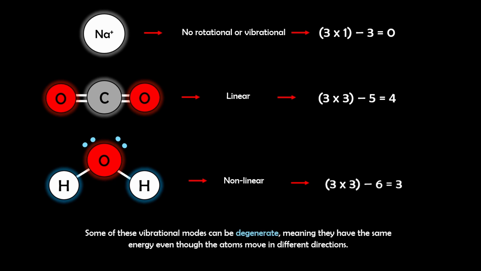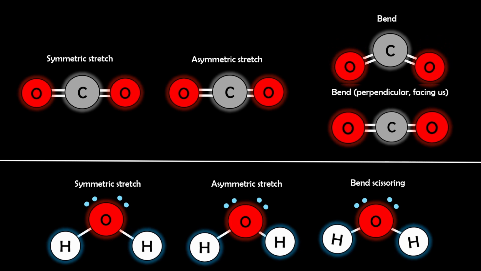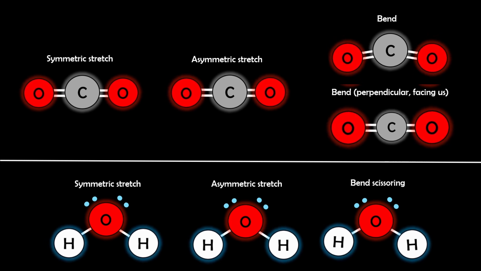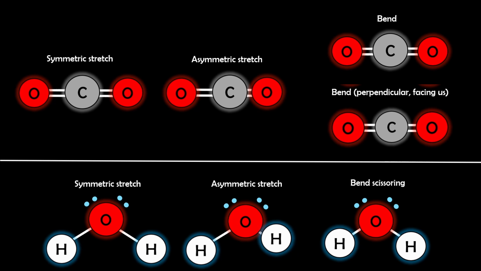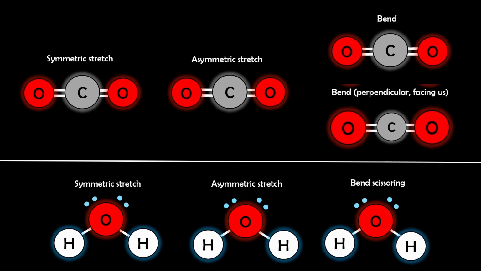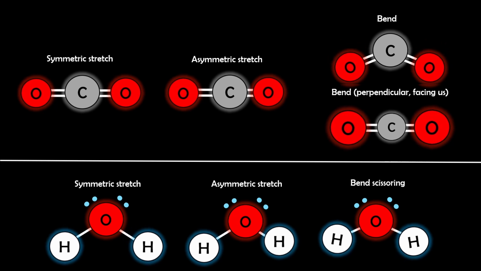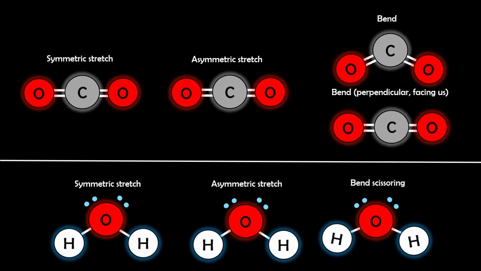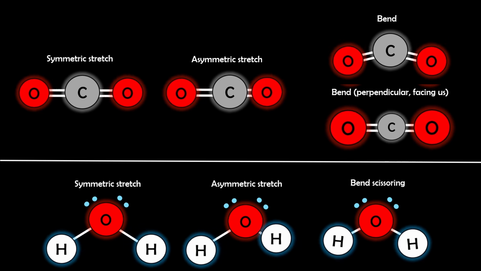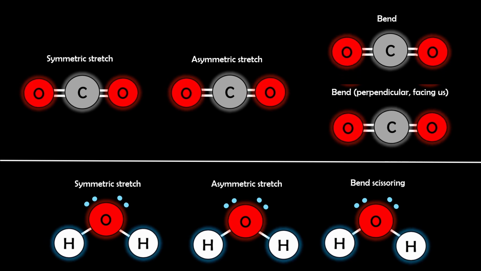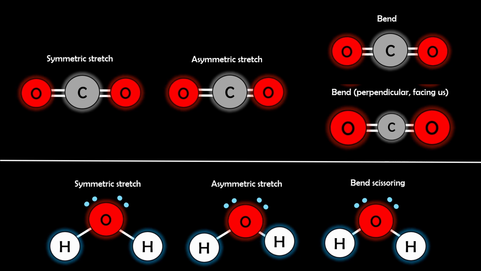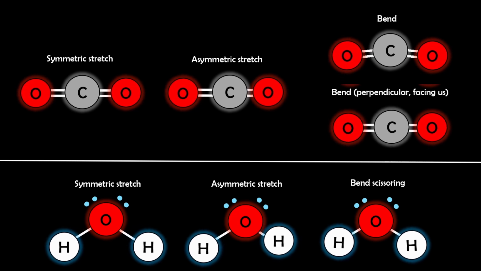And an important note is some of these vibrational modes can be degenerate, meaning they have the same energy even though the atoms move in different directions. They're basically the same vibrational mode. So now that we know how many vibrational modes to expect, we can start to visualize what these vibrations actually look like. For carbon dioxide, the molecule can vibrate in the following ways: a symmetric stretch, an asymmetric stretch, and bending in 2 perpendicular directions which are degenerate. For water, the molecule can stretch symmetrically, stretch asymmetrically, and bend in a scissoring motion.